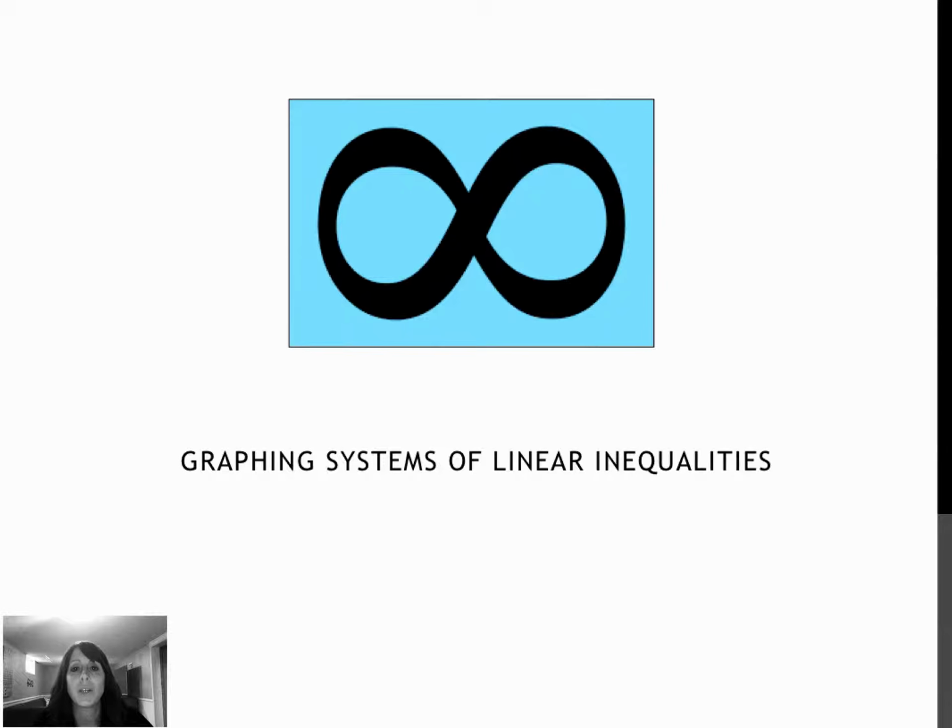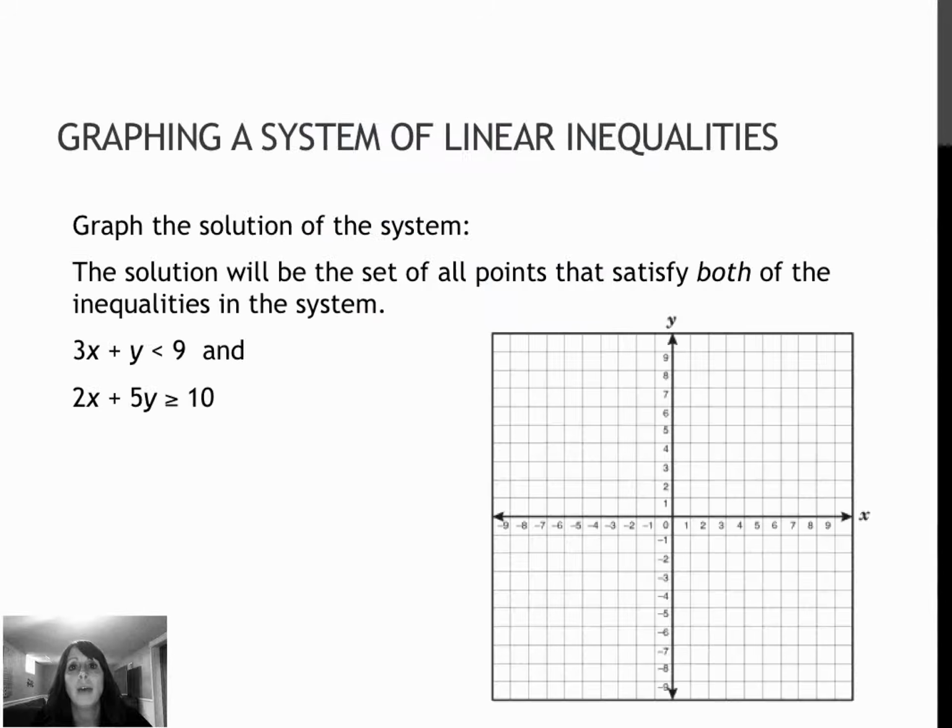In this lesson, we are going to graph a system of linear inequalities. We've already talked about how to graph an inequality, whether or not the line should be dotted or solid, shade to the right or the left, or above or below the line, depending on the test point. Now we're going to have more than one inequality, and we want to be able to shade all of the points that would satisfy both inequalities.